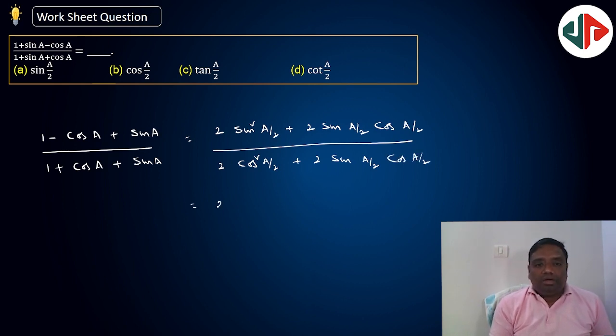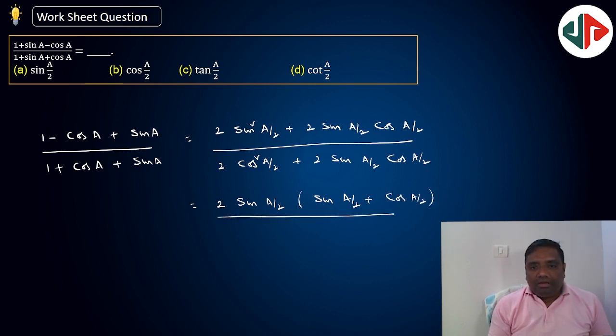In the numerator you can take common 2 times sin of A by 2. Then it is sin of A by 2 plus cos of A by 2, by 2 times cos of A by 2 into cos of A by 2 plus sin of A by 2. So both will be cancelled. Final answer is tan of A by 2.